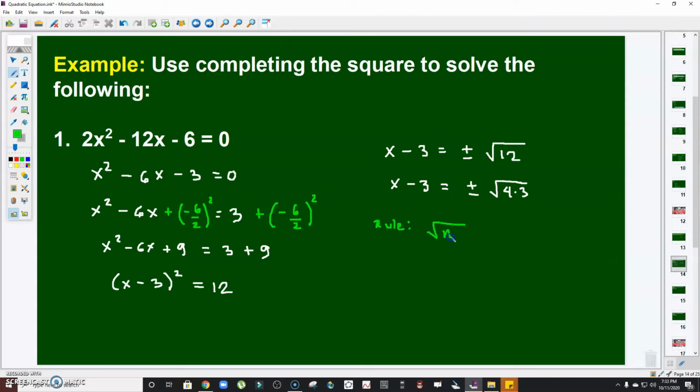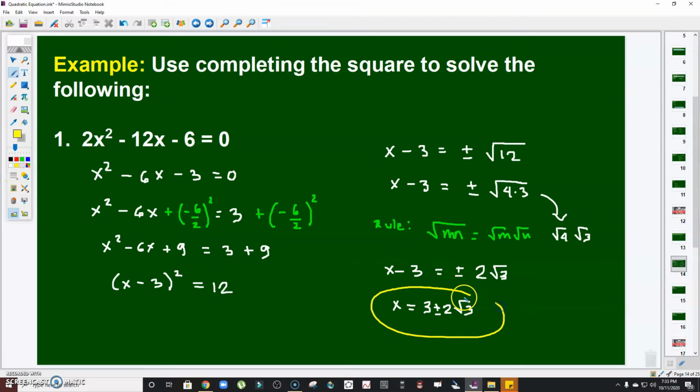Square root of m times n can be written as square root of m times square root of n. Anong ibig ko sabihin? So the square root of 4 times 3 can be written as square root of 4 times square root of 3. And what is square root of 4? That is 2. Since square root of 3 is not a perfect square, leave it as is. So therefore, the final answer here, x is equal to 3 plus minus 2 square root of 3.